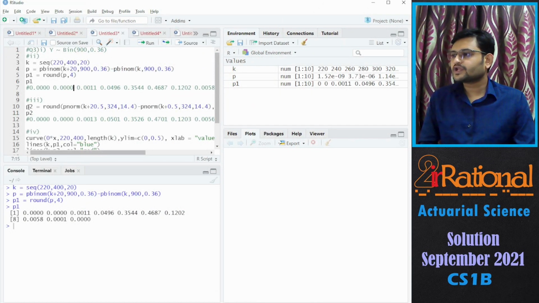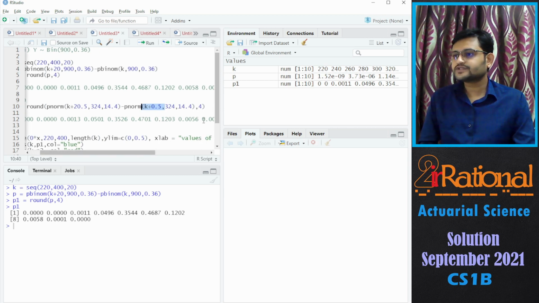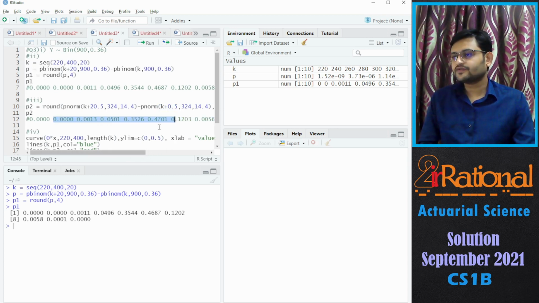So first, for the 3, I have directly done the round function, or P for normal distribution, k plus 0.5, because we are doing continuity correction as well, and here we have k plus 0.5 again because of continuity correction, and rounded off to 4 decimal places, and these are the values that we are getting.